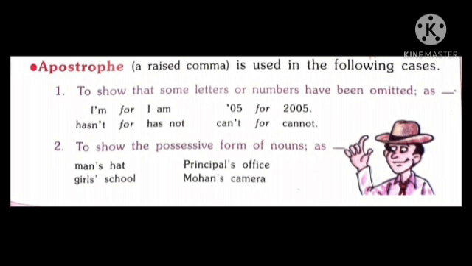Man's hat means hat of a man. Principal's office means office of a principal. Girl's school, school of a girl, all girls. And Mohan's camera, camera of Mohan. We have used an apostrophe, a raised comma, here. So it is clear to all of you.